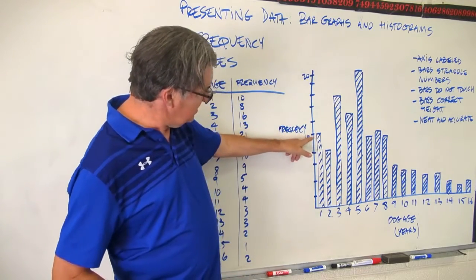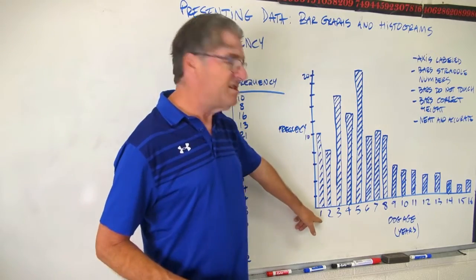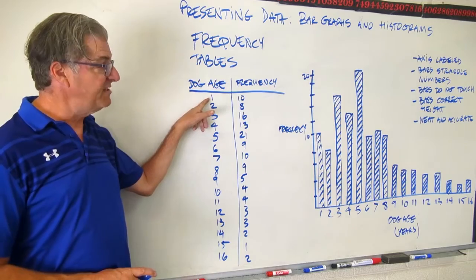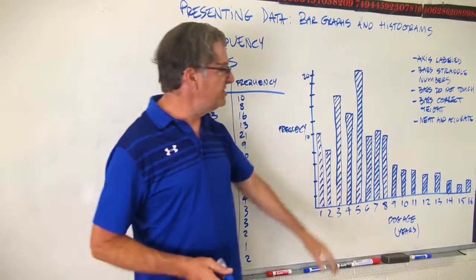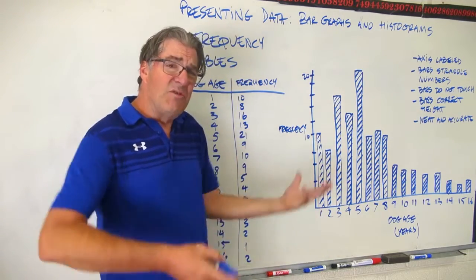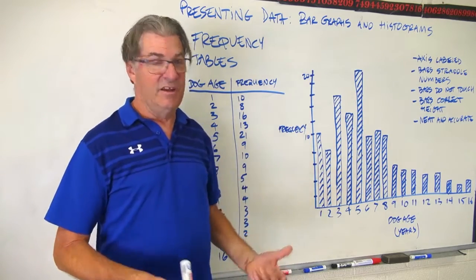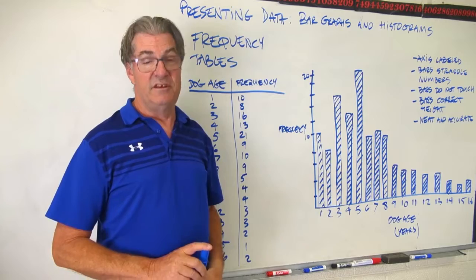Make sure that if this one lines up with 10, that we had 10 dogs that were age 1, and guess what? I can look back at my table and I can confirm that that's true. So make your bars the accurate height, and then overall with any diagram that you make, it should be neat and accurate. It should faithfully represent the data.